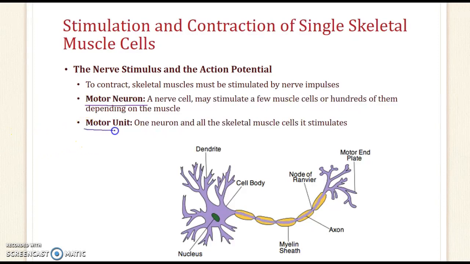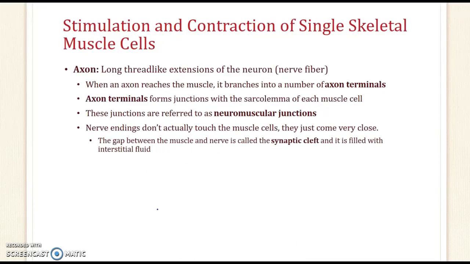And a motor unit is the one neuron, this is a neuron here, and all of the muscle cells that it's going to stimulate. So let's first talk a little bit about what this neuron looks like. So the neuron has an axon, which is a long, basically thread-like extension of the neuron. And this axon will go and innervate the skeletal muscle cell. It branches into hundreds to thousands of these little axon terminals. And these axon terminals are going to form a junction with the sarcolemma of your muscle cell. Remember, the sarcolemma is your specialized plasma membrane of your muscle cell.